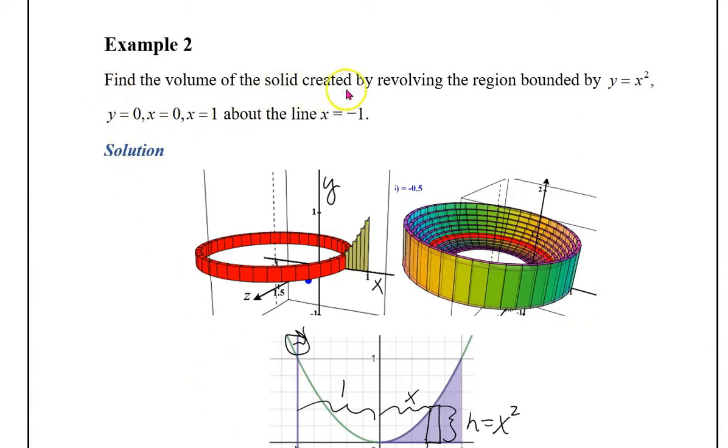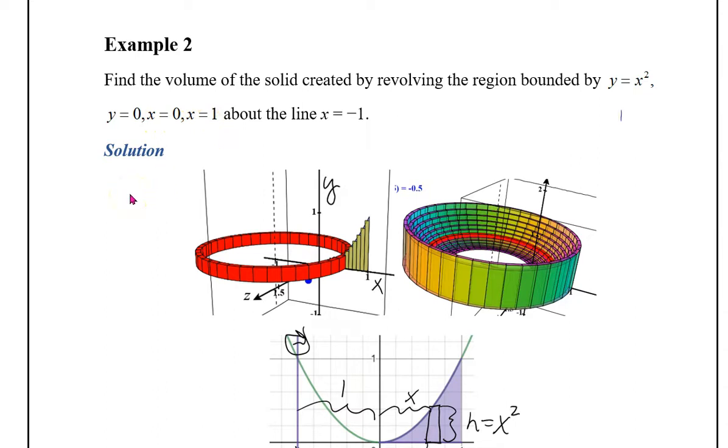Find the volume of the solid created by revolving the region bounded by y equals x squared, y equals 0, x equals 0, x equals 1, about the line x equals negative 1. In this case, the axis of revolution is not one of the coordinate axes. Because it is not, we will have to adjust our radius. First things first, we need to graph the region R, which is completely contained and bounded by the curves y equals x squared, y equals 0, x equals 0, and x equals 1.